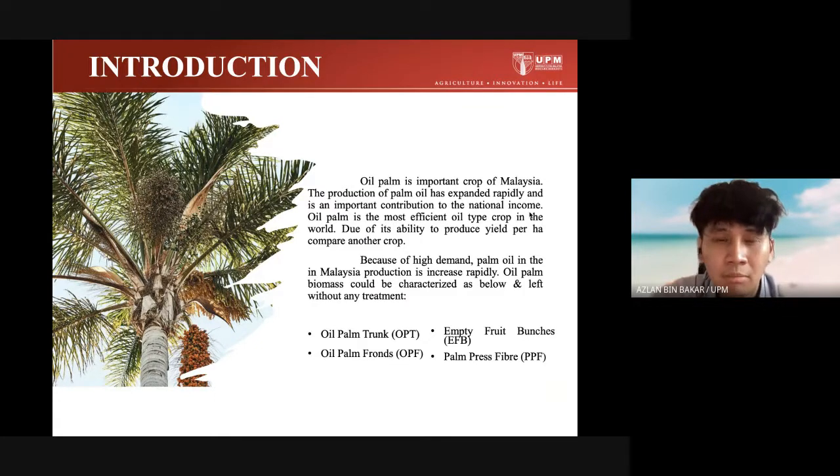Due to high demand for oil palm in Malaysia, the production of this crop also increased, as well as the biomass product. Oil palm biomass could be categorized into many parts such as oil palm trunk, oil palm frond, empty fruit bunch, oil palm meal, and palm pressed fiber, and so on. Most of this biomass is left without any treatment. A common practice like zero burning is mostly applied without any concern, which creates environmental problems like the greenhouse effect and also pollution, which could give health problems.